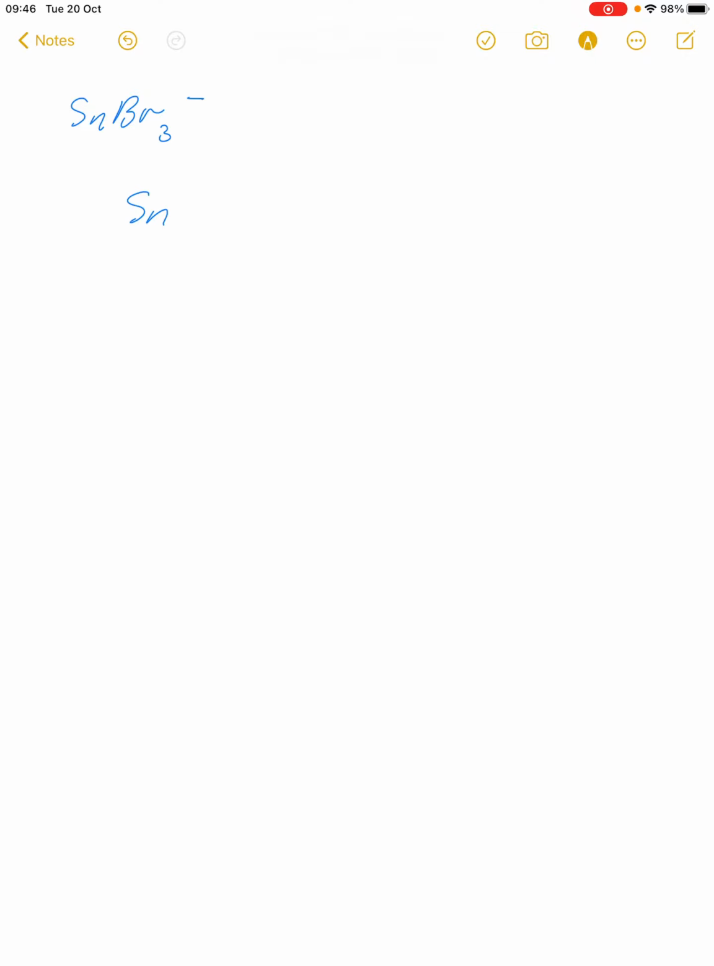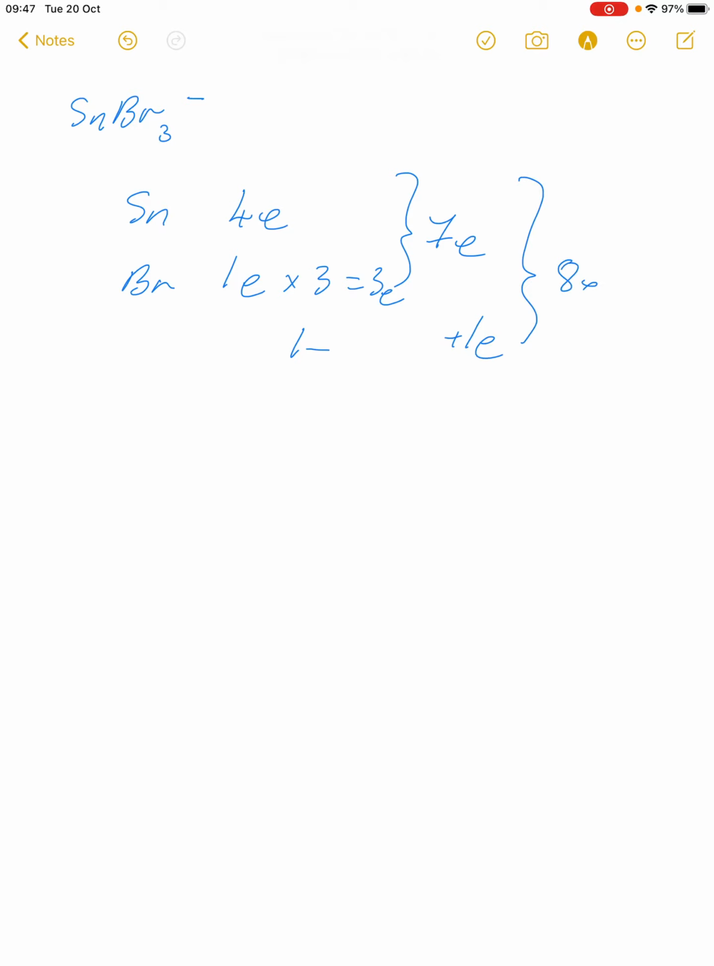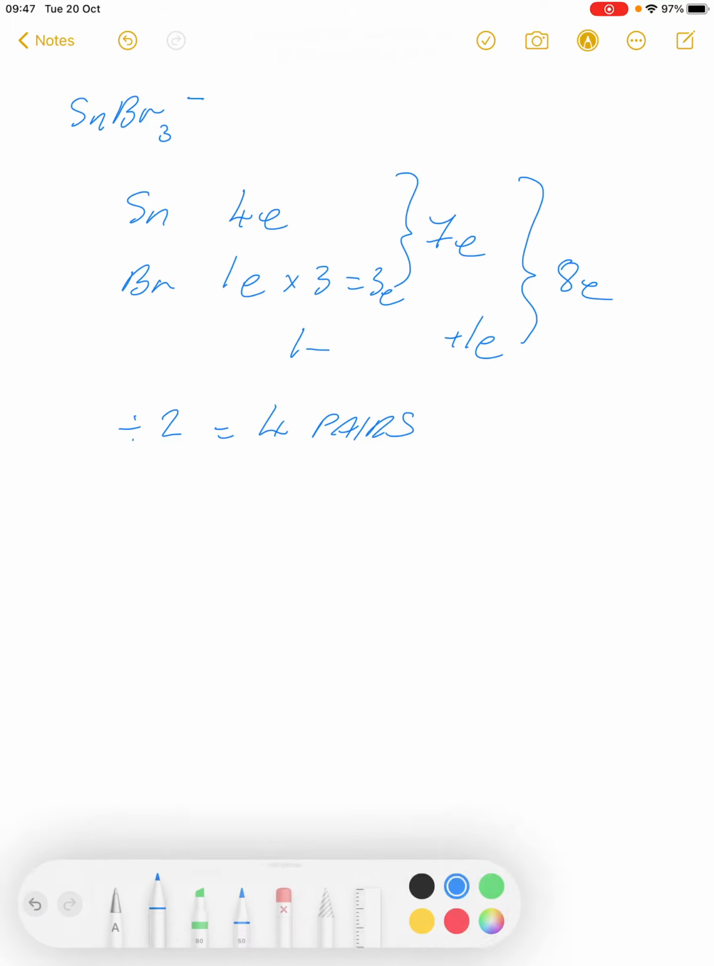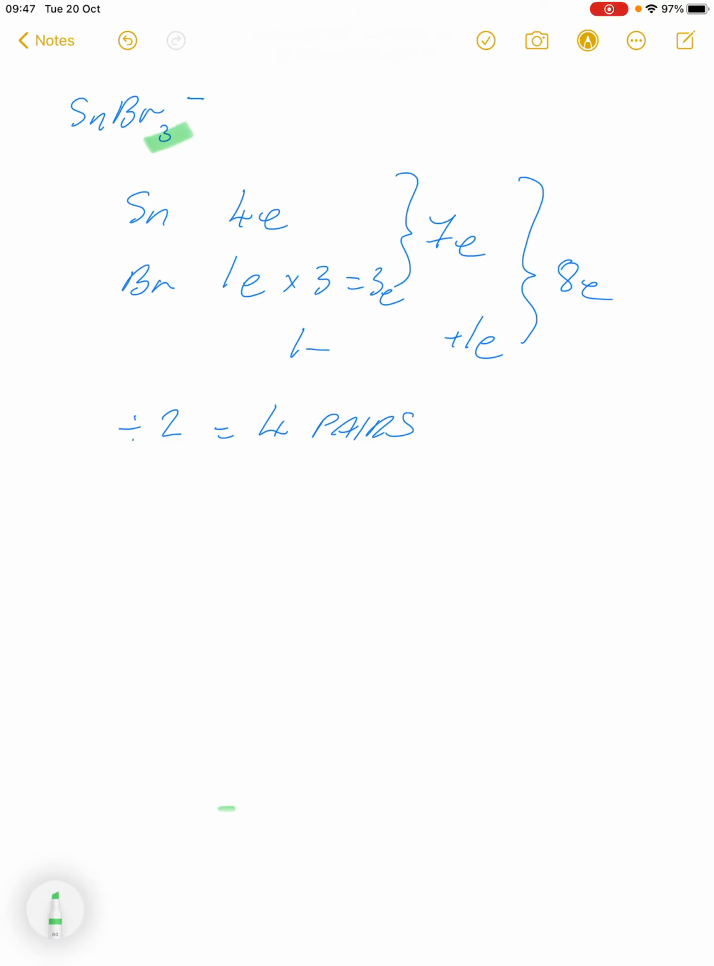SnBr3 minus. So tin is in group 4, so that's 4 electrons. Bromine does 1 covalent bond, so that's 1 electron. There are 3 of them, which means in total I've got 7 electrons. It's a 1 minus charge, so I need to add 1 electron. So that makes 8 electrons. Divided by 2, that gives me 4 pairs. And I've got 3 bromines on here, which means 3 of my 4 pairs are bonding pairs. So 3 bonding pairs, 1 lone pair. 4 pairs here tells me it's based upon tetrahedral, that's the parent shape.